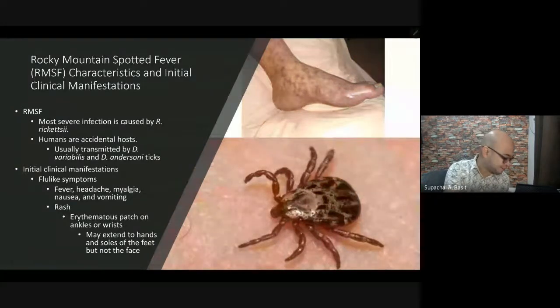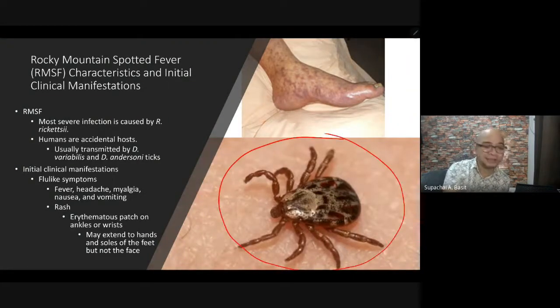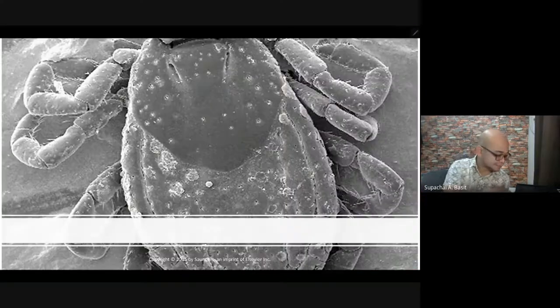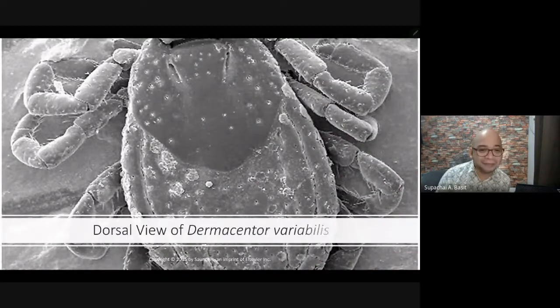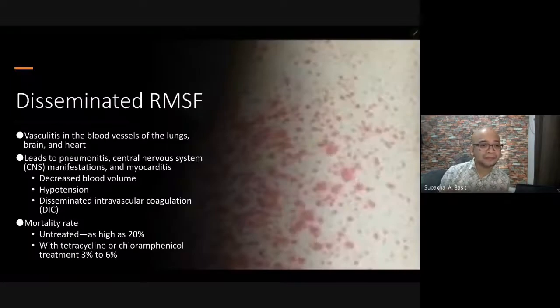So this is an example of the Dermacentor ticks, which of course would appear differently if it's actually filled with blood. So another example, the dorsal view of Dermacentor variabilis as shown under the electron microscope.